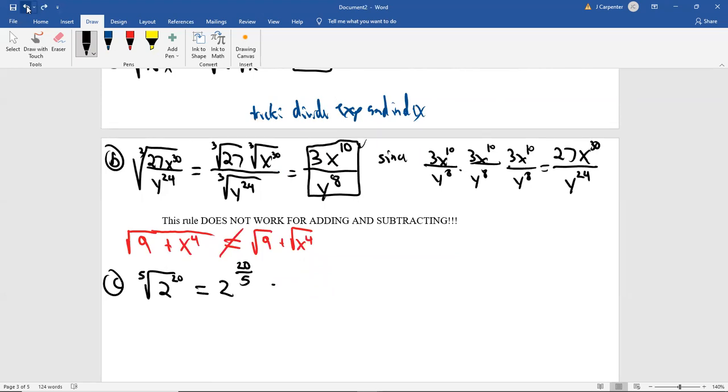All right, well, why is this so much simpler? Because you can just divide 20 and 5, which is 4, and you get 2 to the 4th. Holy cow, that's not that bad. 2, 4, 8, 16. Boom, done. Took almost no effort to do that.